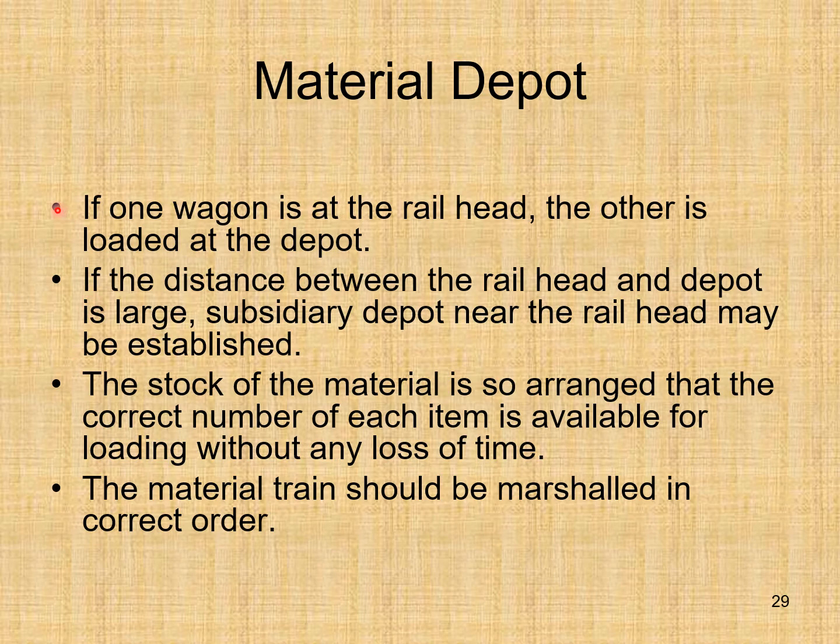If one wagon is at the railhead, the other is loaded at the depot. If the distance between the railhead and depot is large, a subsidiary depot near the railhead may be established. The stock of the material is so arranged that the correct number of each item is available for loading without any loss of time. The material train should be marshaled in correct order.